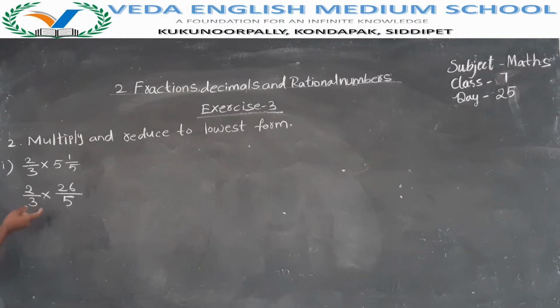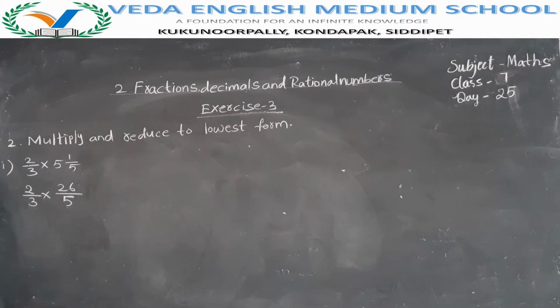2 and 3 both are prime numbers, there is no possibility to cut. 2 and 5 here also both are prime numbers, there is no more possibility to cut. 3 and 26, here 26 is not a prime number but 3 is a prime number. In the 3 table 26 is not possible, so here we don't have any possibility.